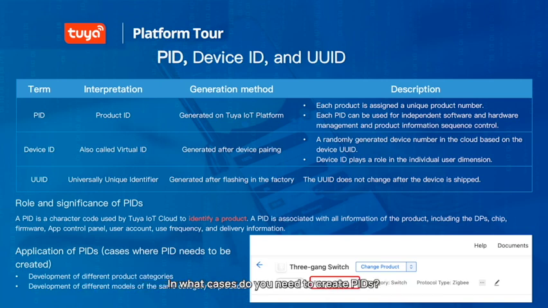In what case do you need to create a PID? The first case is you have different types of products, such as mobile phones, tablets, air conditioners, and televisions. The second case is that your products fall under the same category but have different modules, such as mobile phones with different screen sizes and storage capacities.